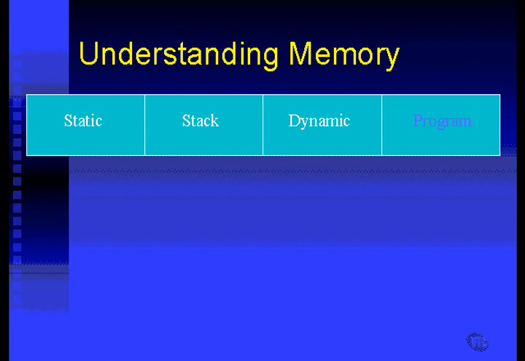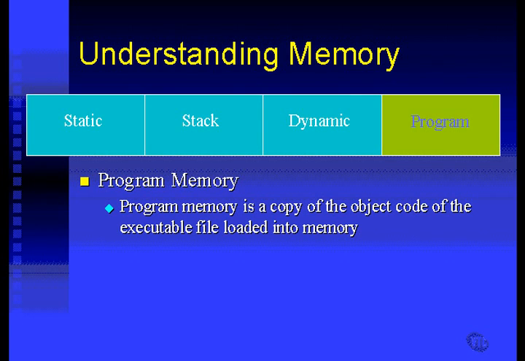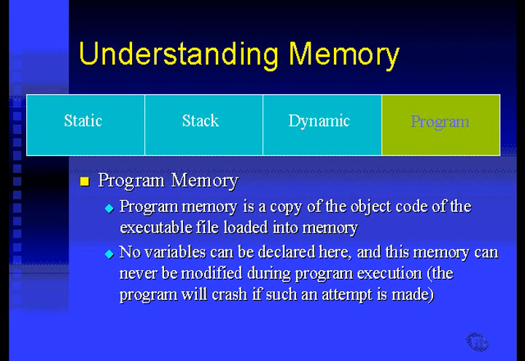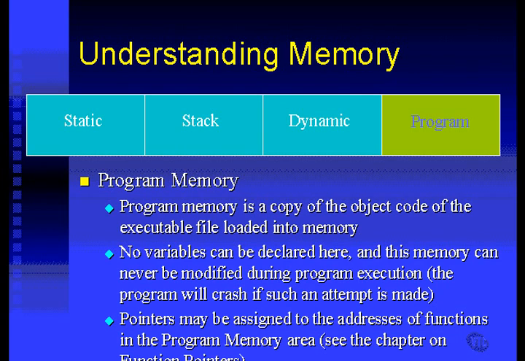Finally, different to all the other 3, we have program memory. Now in program memory you can't actually create any variables at all, because program memory is actually the object code of the executable file loaded into memory. In other words, it's just the programming steps, it's the source code compiled. It's not variables at all. It's the steps that your program needs to take in order to complete its task. You can never declare a variable in the program area of memory, nor can you attempt to modify this area of memory. If you do try and do that, your program will surely crash.